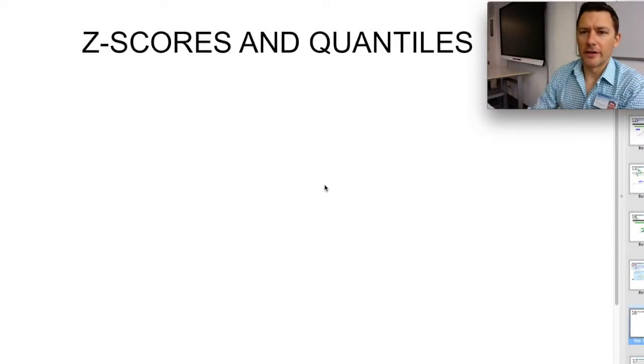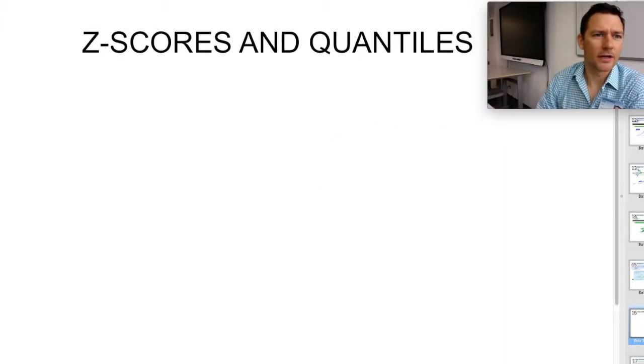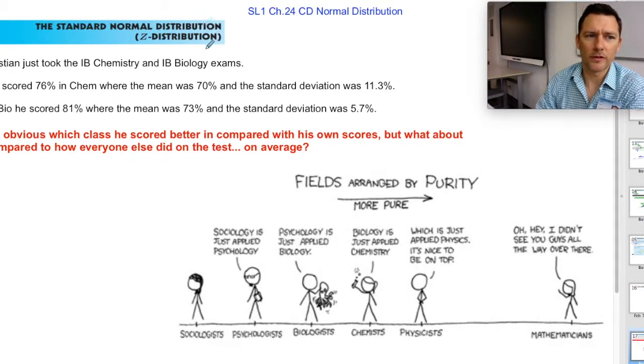All right, Z-scores and quantiles. Crash course. This is the queen mother. What Z-scores are good for, they're standard normal distributions.